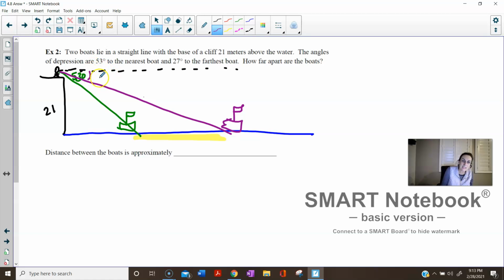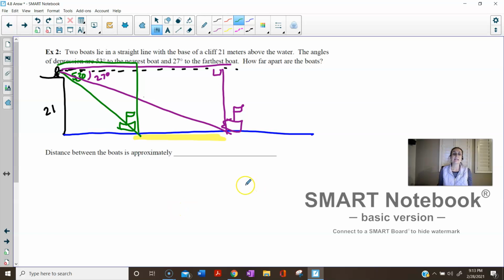That angle is going to be 27 degrees. All right. So I've got two triangles, and what you can do is bring this up to form a right angle with the horizontal. So you basically have two triangles. You've got this purple triangle and you've got this green triangle.